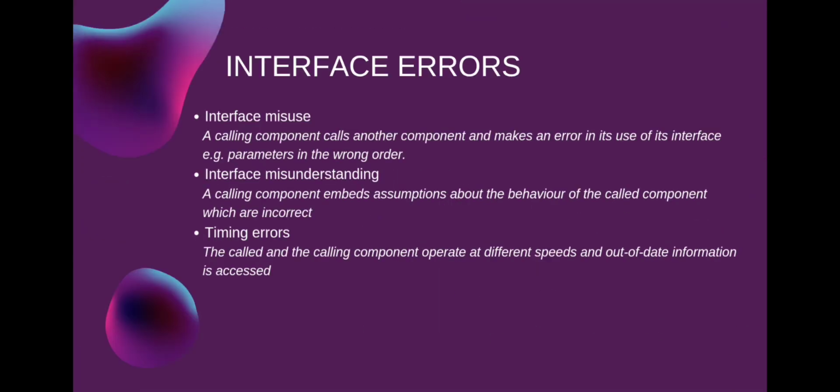So, interface errors include interface misuse, which is when a calling component calls another component and makes an error in its use of its interface, such as parameters in the wrong order. Next is interface misunderstanding, which is when a calling component embeds assumptions about the behavior of the called component which are incorrect. Third are timing errors, where the called and the calling component operate at different speeds and out-of-date information is accessed.